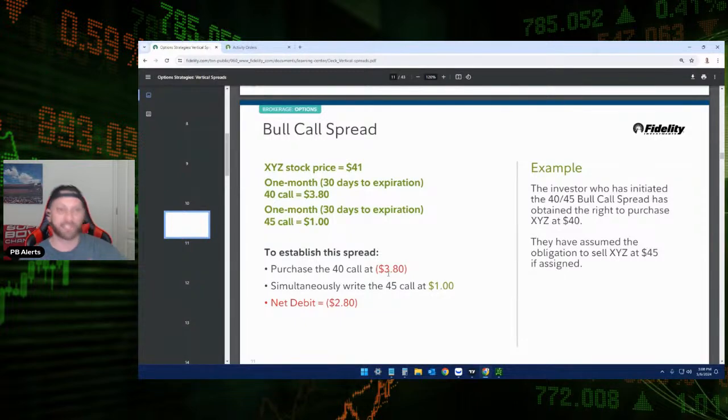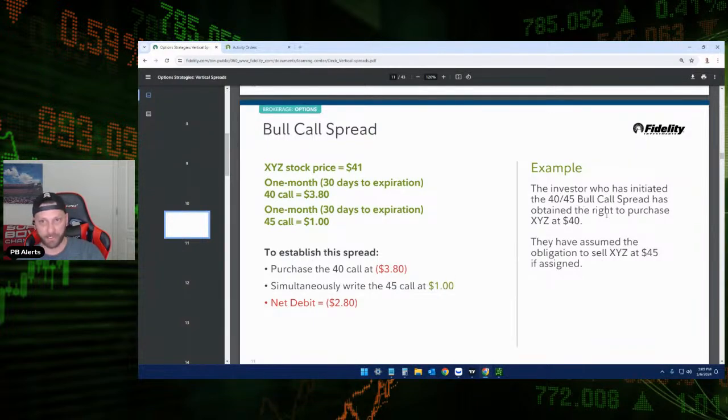So to establish the debit spread, we're going to buy the $40 call, the one closer to the money. That's the one you always buy on a debit spread. So we buy the $40 call at $3.80, and simultaneously sell the $45 call for $1. We get a credit there. That's why it's green. We collect that, which offsets the debit we paid on the $40 call by $1. So now the net debit is only $2.80, or $280 in the option world, always times 100. So $280 is the cost to open up that call debit spread or bull call spread.